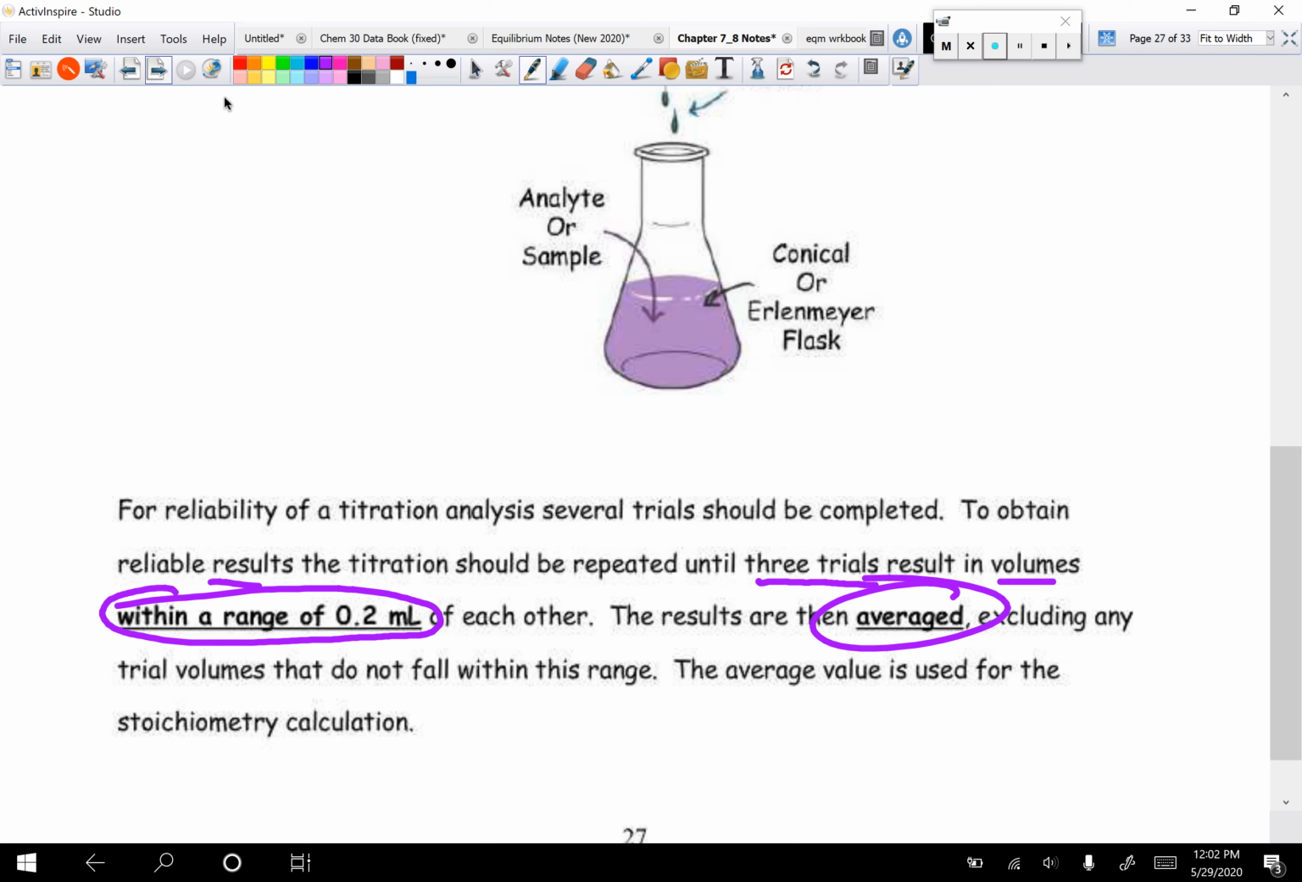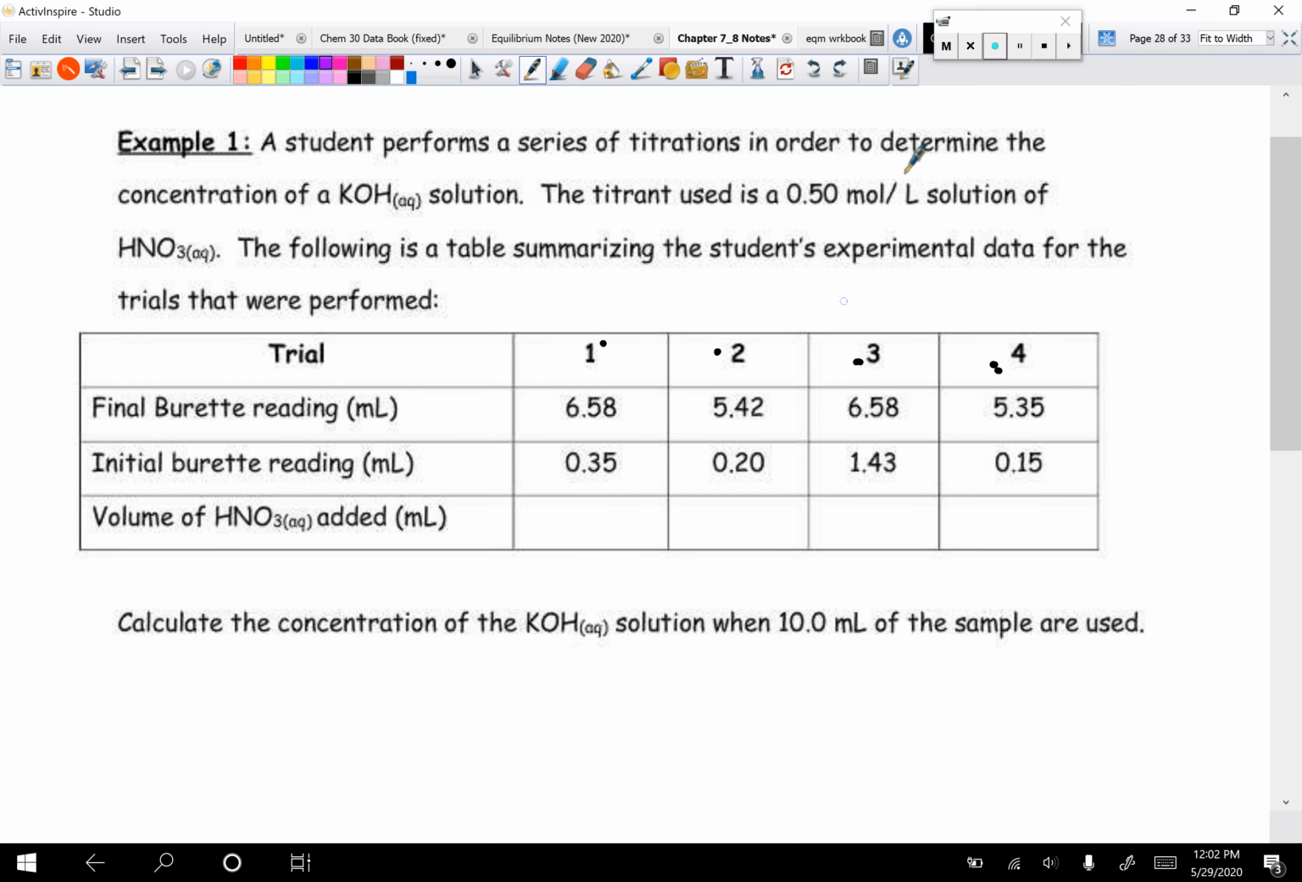So now that I've got that little demo out of the way, let's look at our example. For this one, a student performed a series of titrations in order to determine the concentration of KOH solutions. So KOH is going to be our wanted. The titrant used was a 0.50 moles per liter solution of nitric acid, and the following table summarizes the student's experimental data. This student did 3 trials.